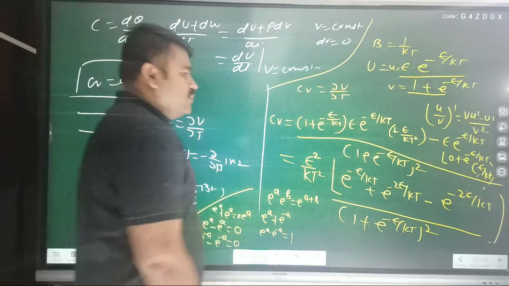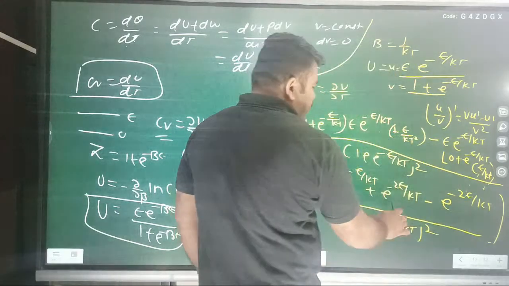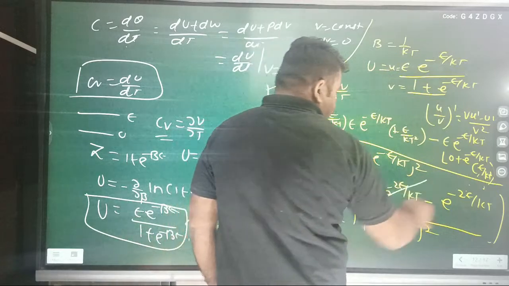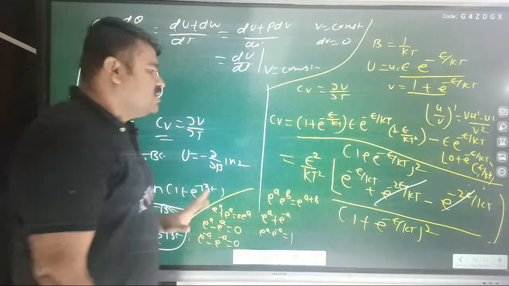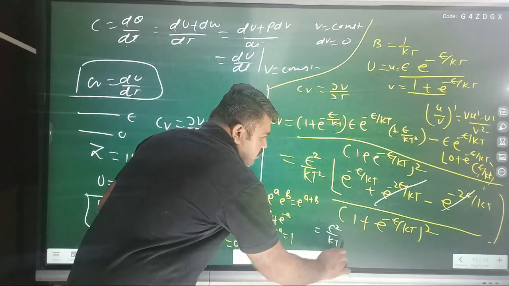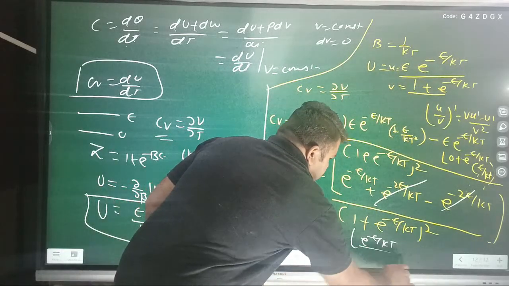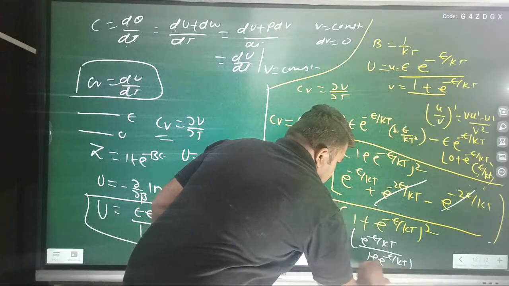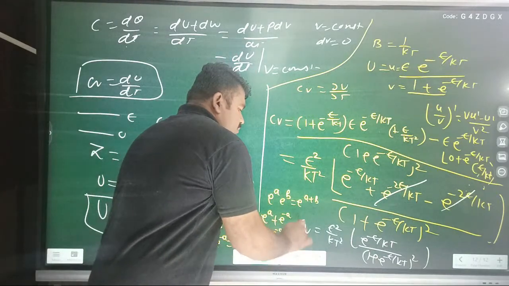Same thing here. e to the power minus 2 epsilon upon kt minus e to the power minus 2 epsilon upon kt, they are cancelled to each other by this rule. By this rule, this become 0. Means what is the simple answer? Simple answer is epsilon square upon kt square e to the power minus epsilon upon kt plus 1 plus e to the power minus epsilon upon kt bracket square. This is the specific heat of the system.